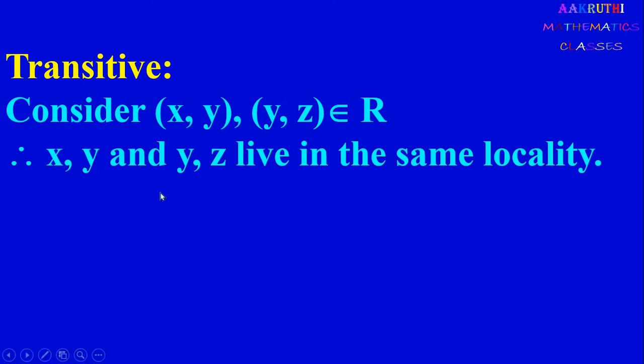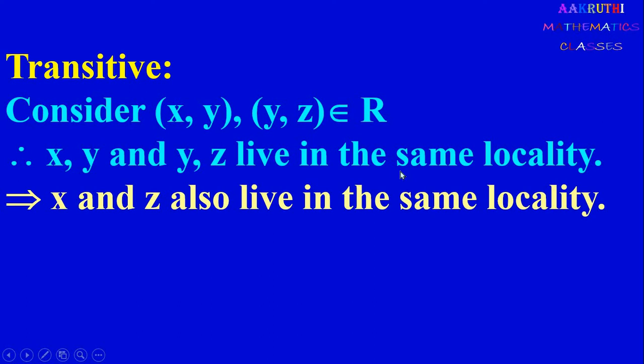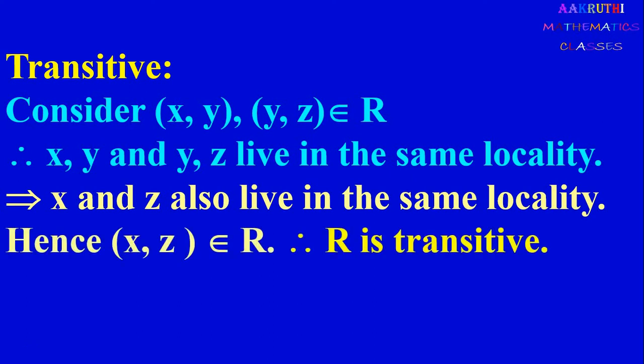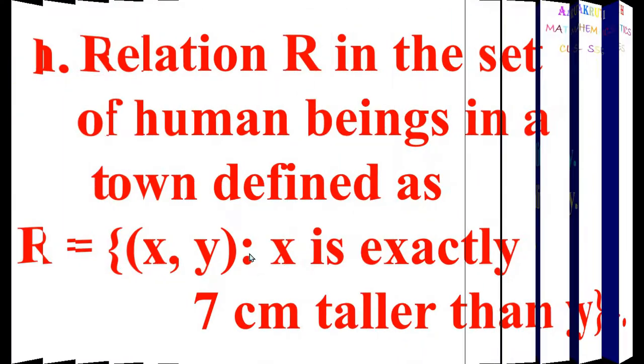Now here we have to consider x and z. If x and y live in the same locality and y and z live in the same locality, then x and z also live in the same locality. So therefore x and z also live in the same locality. This is also true. So therefore (x, z) belongs to R. Therefore R is transitive. So this relation is transitive.